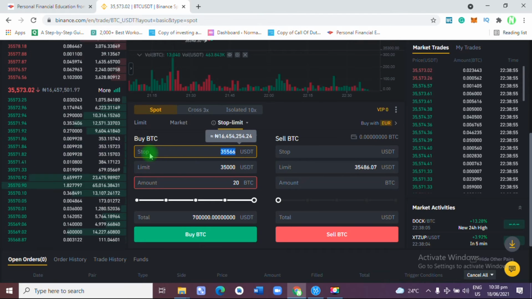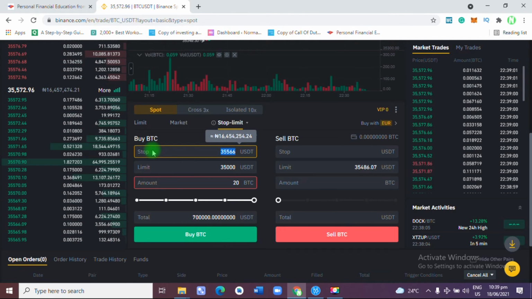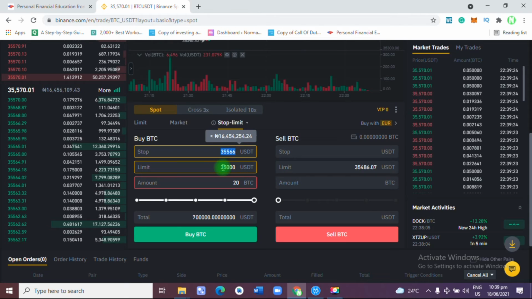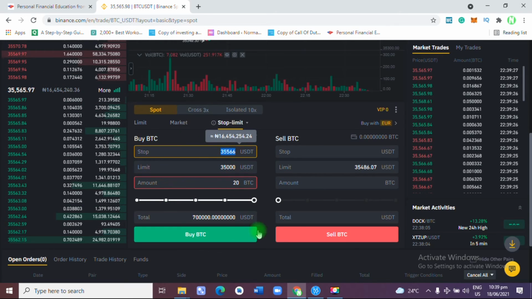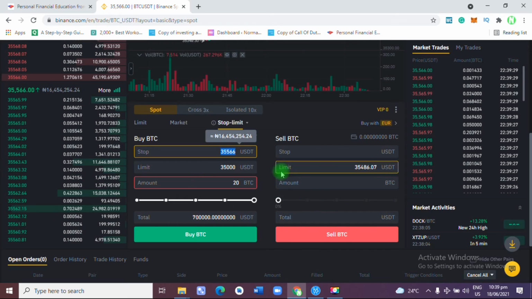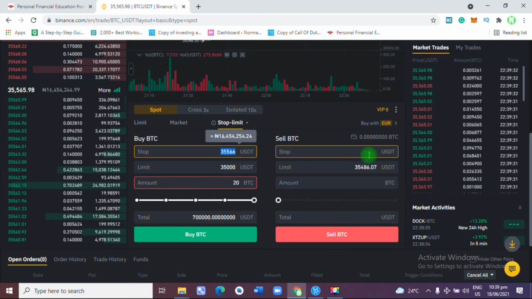So most people get confused and think that when they use the stop, that is where it actually stops. No, it doesn't stop. As soon as it reaches this stop, it's going to place an order, and as soon as conditions are met and it reaches this price, that is only when the order will be placed. And as soon as it reaches your limit, it will sell 20 Bitcoin. It will buy 20 Bitcoin at this price. So remember, this blue side is for buying, the red side is for selling. So the same way applies to selling.